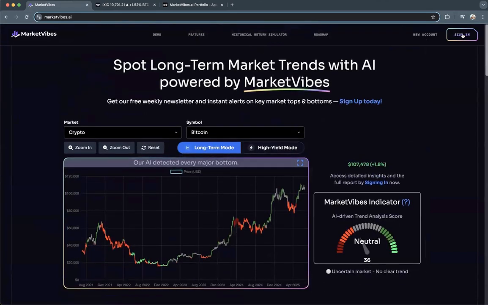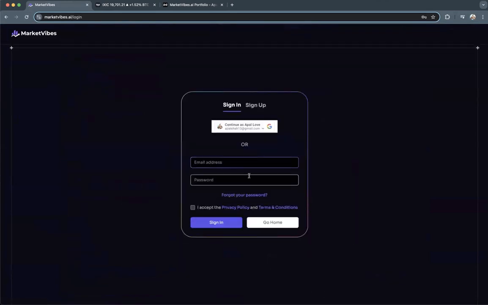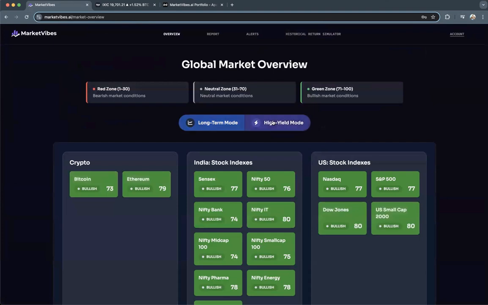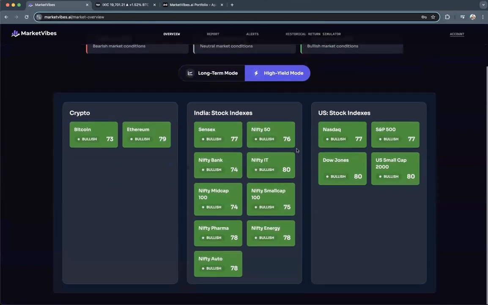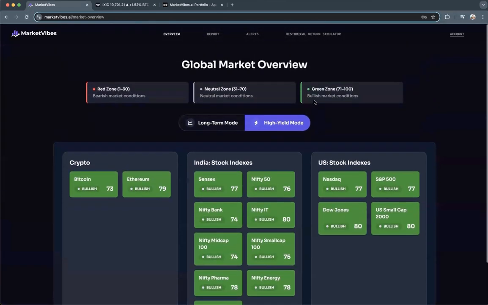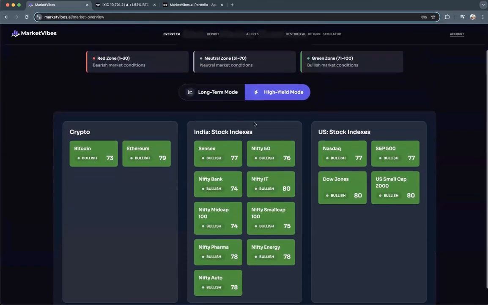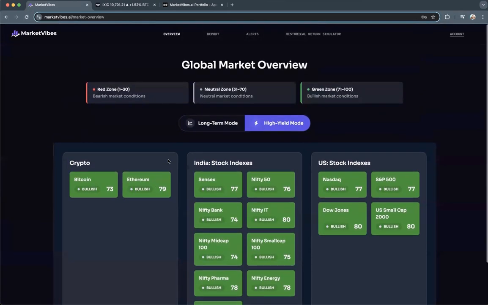So let's go ahead and log in with my account. I'm going to sign in. The first page you see, we're going to click on the high yield mode, and I'll explain what it means by high yield versus long yield. I'm interested in optimizing my return, so I'm just going to select the high yield mode. On this page, you see all major indexes that we support in the Indian market, US markets, and for crypto, we only have Bitcoin and Ethereum for now.